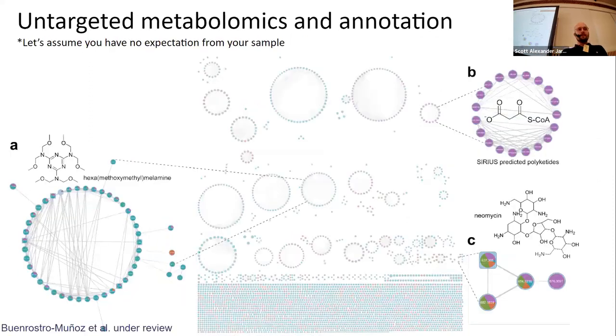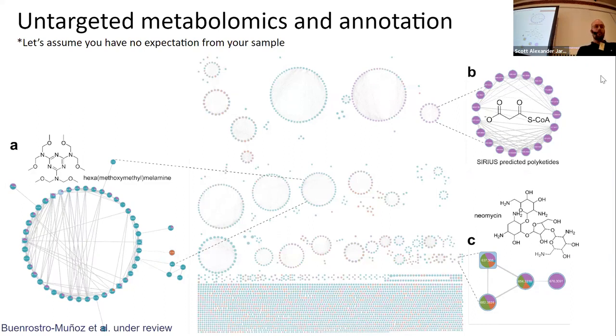In an untargeted sense, though, let's assume you have no expectations from your sample. You're going in blindly. Of course, everyone might have an expectation of what you might find in your sample, but in a purely unbiased way, we might look at the data blindly. So for instance, this is the same data set from microbial mats in the desert of Mexico. And in molecular networking, I'm relying on the annotations from GNPS in order to guide me towards some products.